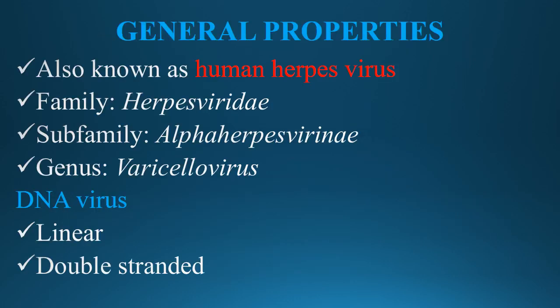The general properties of Varicella zoster virus are: it is otherwise known as human herpes virus and belongs to the family Herpesviridae, subfamily Alphaherpesvirinae, genus Varicellovirus. It is a DNA virus with a linear form and double stranded.